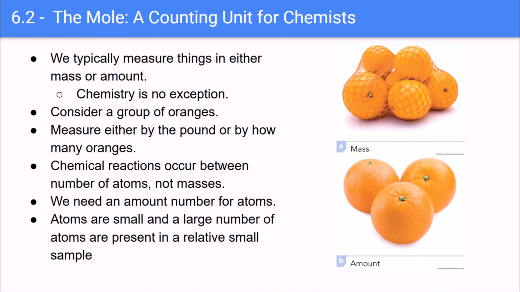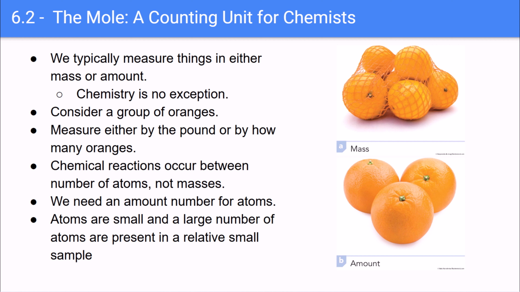For example, I know when I go to Kroger, I buy apples not by the pound, but by the bag. And so I buy them based off of the amount, or how many there are. And chemical reactions, interestingly enough, occur between numbers of atoms, not masses. So what's more important for us to know is not necessarily the masses of the materials we're combining, albeit it's an important thing, but rather how the atoms interact with one another and how many atoms of each we have, because that helps us understand how much product we end up getting.